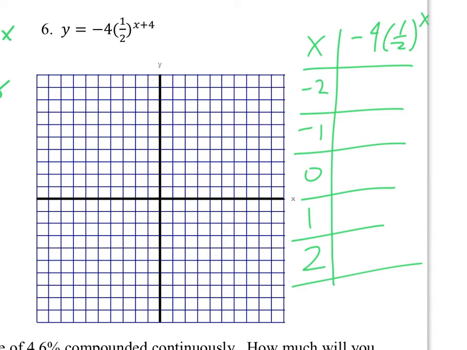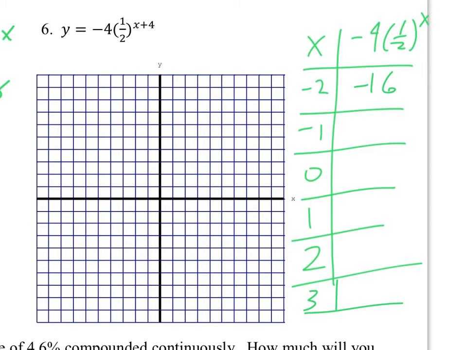Alright, so here we have a table for number 6. Again, looking at those different x values, and I'm going to make the table including the -4. Again, that's going to reflect the graph over the x-axis and stretch it by a factor of 4. So plugging the -2 in, that would give me 1/2 to the -2, which is 4. Now times the -4 would be a -16. So again, a point that we're not really going to be able to use.